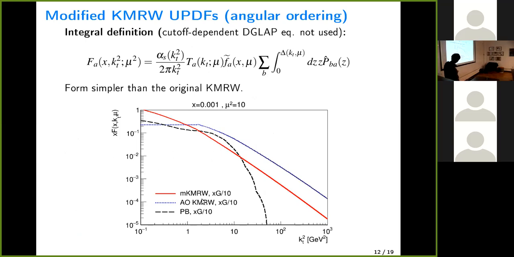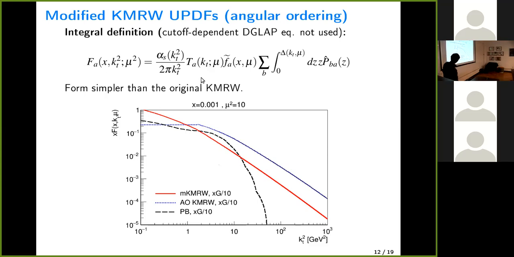Okay, and here this is just a plot. So in blue, you can see the usual KMR distribution for the gluon. In red, this is my proposition, this equation. And in black, just to compare, this is another set of unintegrated PDF, which is called the parton branching unintegrated PDF. So you can see that indeed the parton branching is falling very fast, but not the KMR UPDF. And this is exactly the reason why this large tail here gives a larger contribution to the cross section. And this is why you have an overestimation of the D meson cross section.